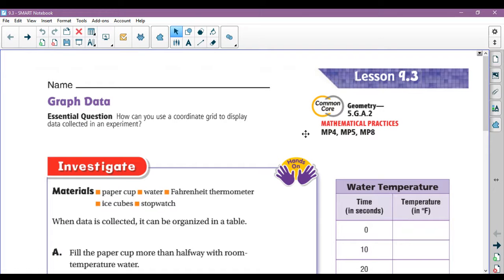Hello everyone. So today we're going to work on lesson 9.3. We're going to be taking a little step further than what we did in 9.2 when we were graphing our points on our coordinate grid using ordered pairs. So today we're going to graph data and we're going to use the coordinate grid to take our data and then put it on our coordinate grid.